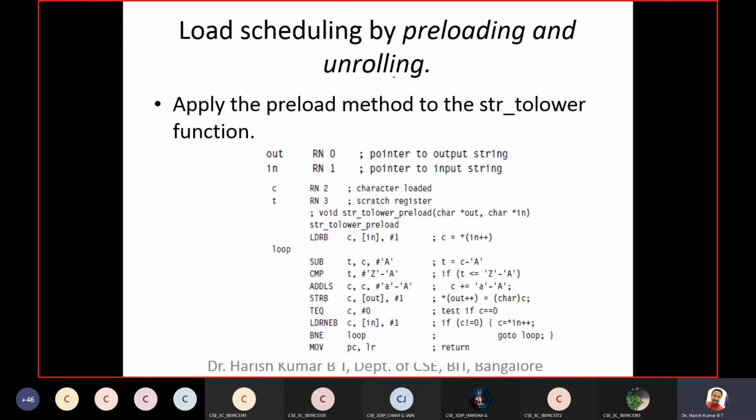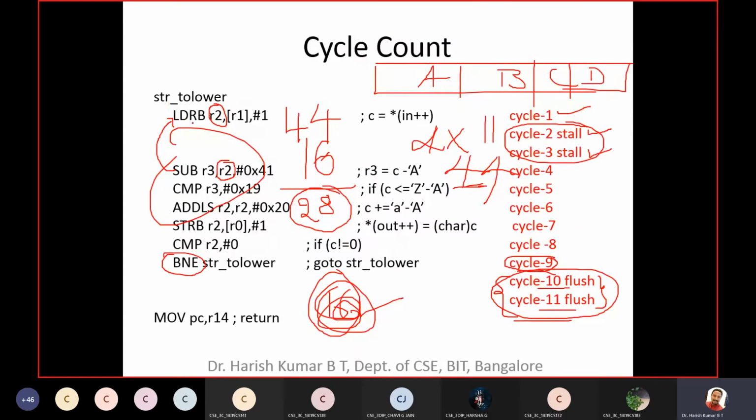So this is the thing. There are 2 techniques which you can use. One is preloading, and loop unrolling is another technique. So first we'll try to understand preloading. Here, this LDRB in the previous example was inside the loop. If you go here, see STR lower, this is where the loop started, and LDRB was inside the loop.